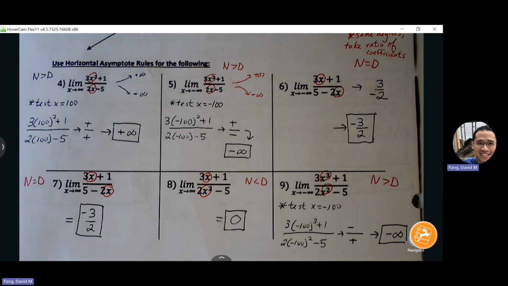Number 5, same expression. We're going, however, in the negative infinity direction. So I'll choose negative 100 to test.